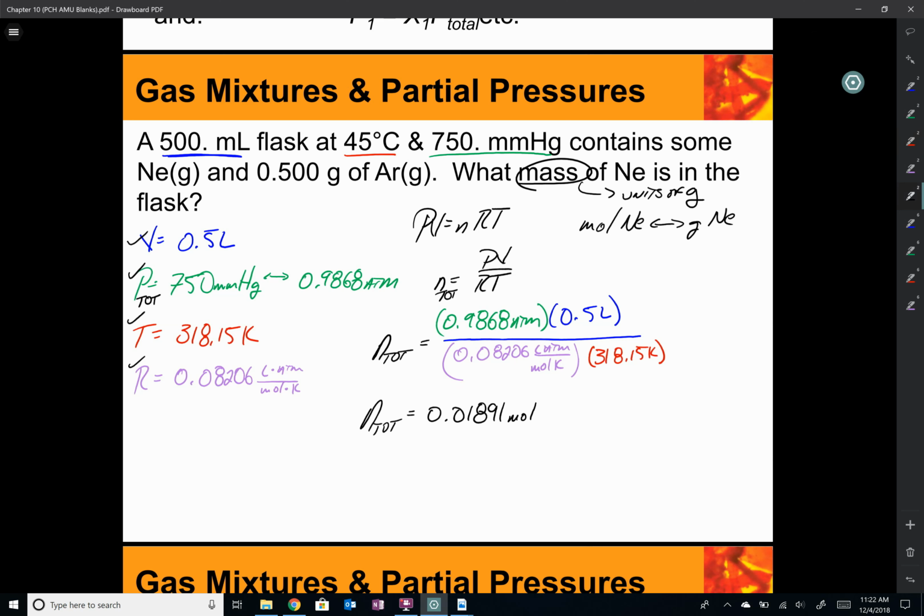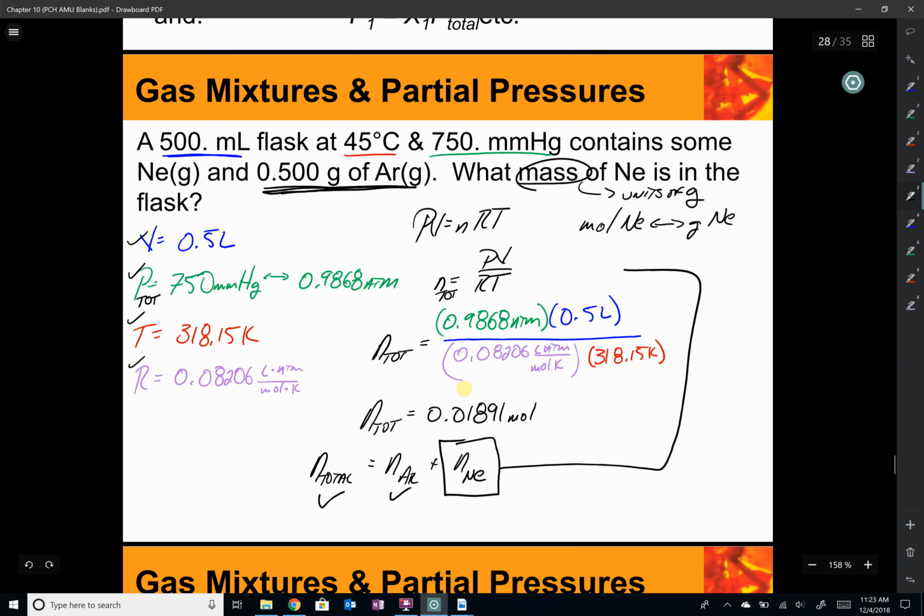Now, what is n total equal to? Well, n total is equal to n of argon plus n of neon. The total number of moles is equal to the moles of argon plus the moles of neon. Can I figure out moles of argon? You bet, because I've got grams of argon up here. If I can figure out moles of argon, and I know my n total, I can figure out moles of neon. And if I know moles of neon, I can convert moles of neon into grams of neon.